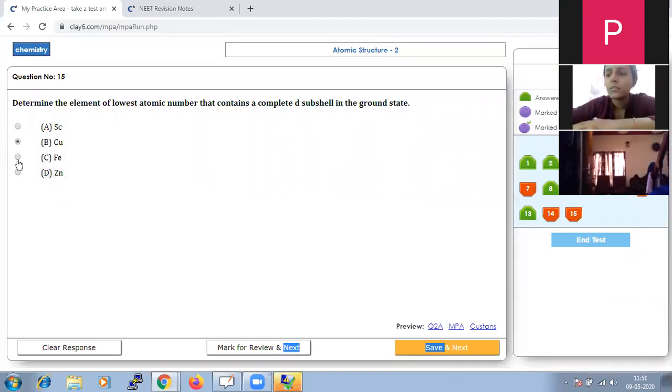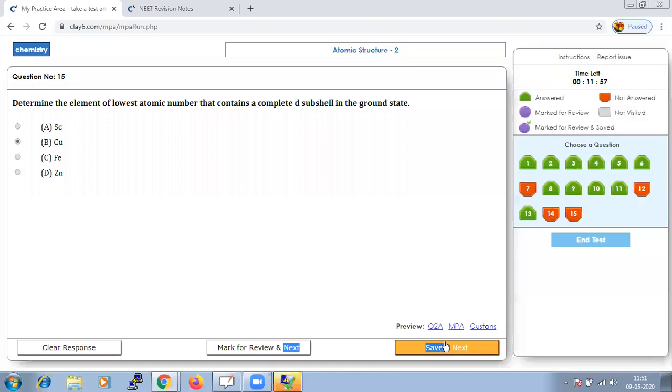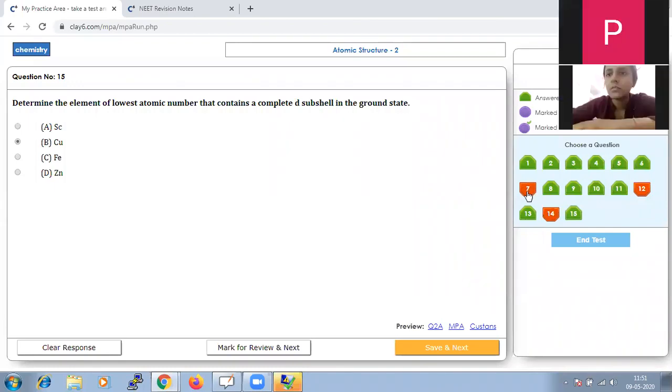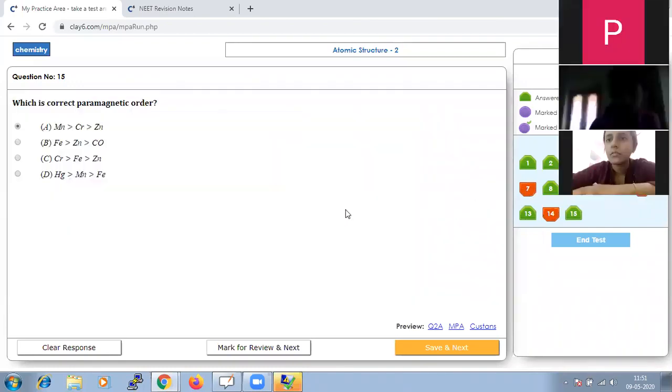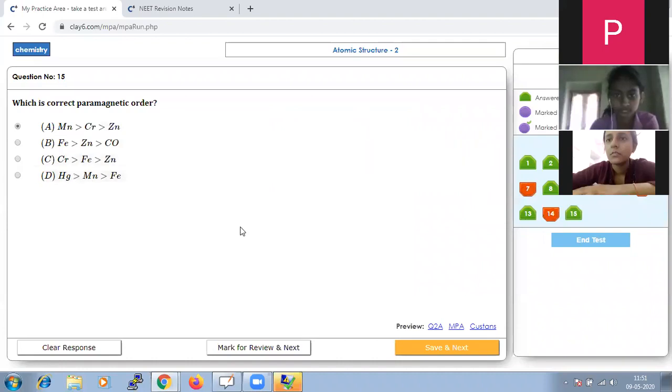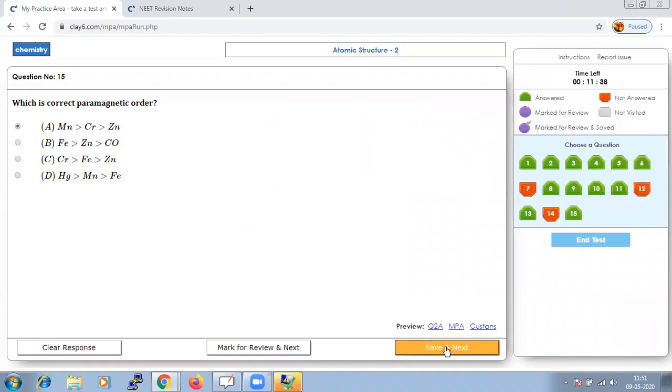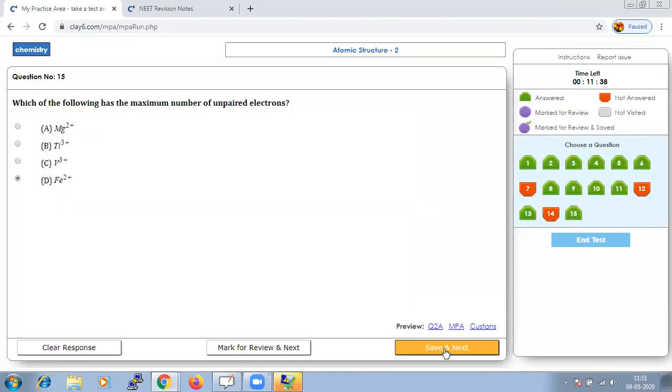Hence our option should be copper. You could see here that there are 3 questions which are red. That means I would have missed saving the answer. Let us go back to those questions. We have discussed them. Let us save that answer.